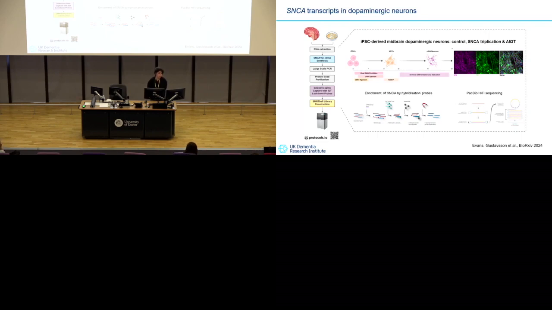So we used iPSC-derived midbrain dopaminergic neurons and looked at these neurons in control, SNCA triplication, and A53T cell lines. We then used a targeted long-read approach where we designed lockdown probes across the introns and exons of this gene to try and pull down all the transcripts from SNCA.